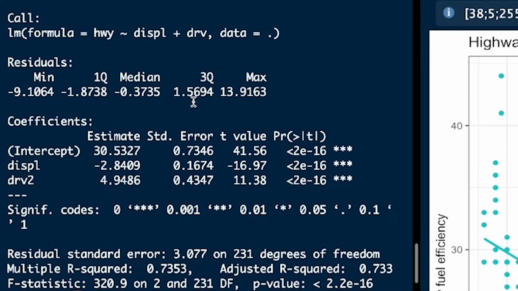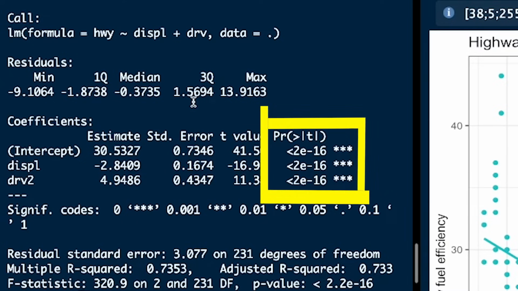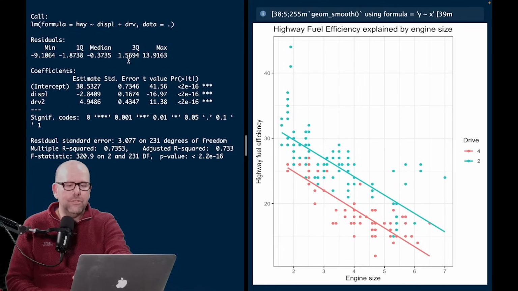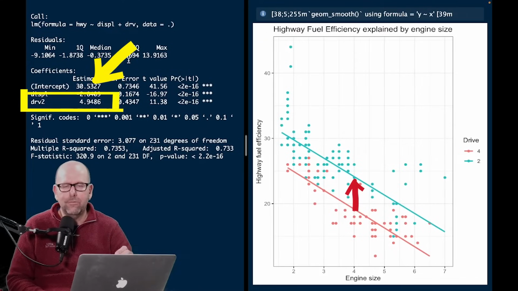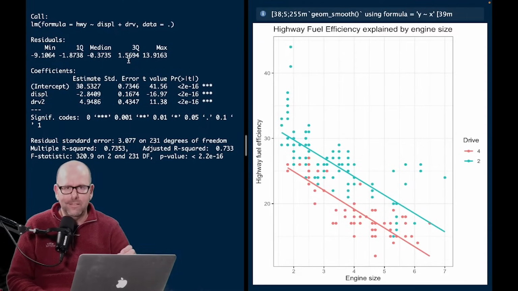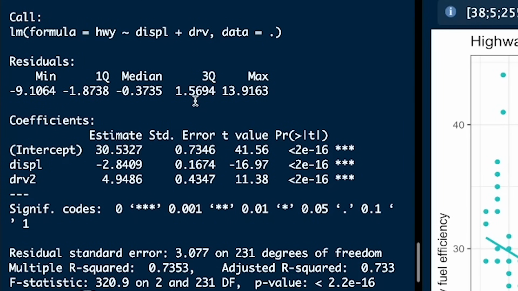And by the way, all of the coefficients are statistically significant. Happy days. So what does the 4.9 mean? It means that on average, all else being equal, if you moved from being a four-wheel drive, which is the red dots, to being a two-wheel drive, which is the blue dots, there would be an increase in fuel efficiency of 4.9. Easy peasy, lemon squeezy. Again, the F statistic p-value is low.